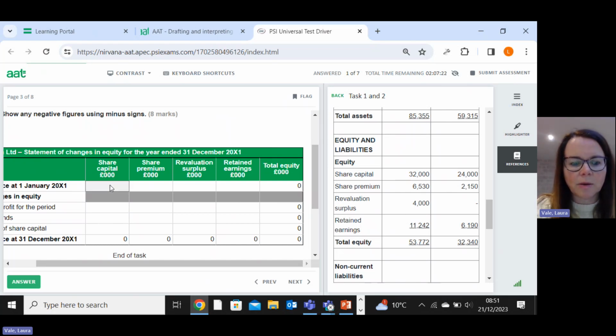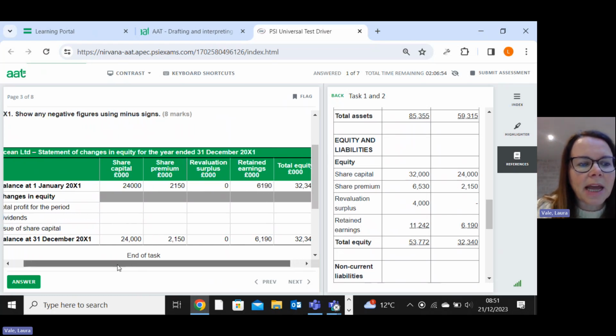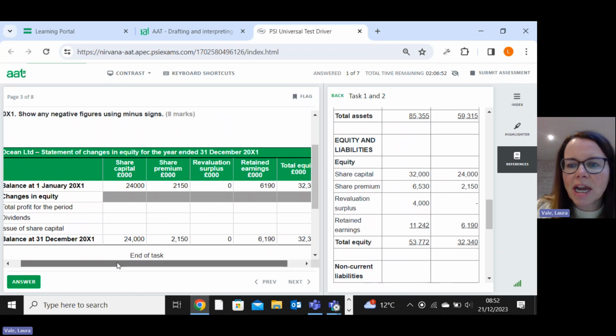So share capital, just to copy it in, 24,000, share premium 2,150. Do take care here. Sometimes you think, oh, it's easy, and then make silly mistakes. Retained earnings 6,190. Just make sure that number's the same as that number, which it is. Right, now you'll see it's calculating those end figures. So I can't just type these in, but I need to make sure that it agrees to these when I've finished. So now I want my share issue.